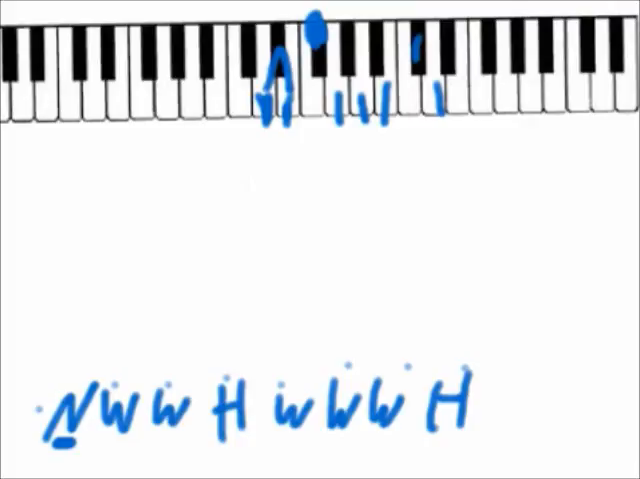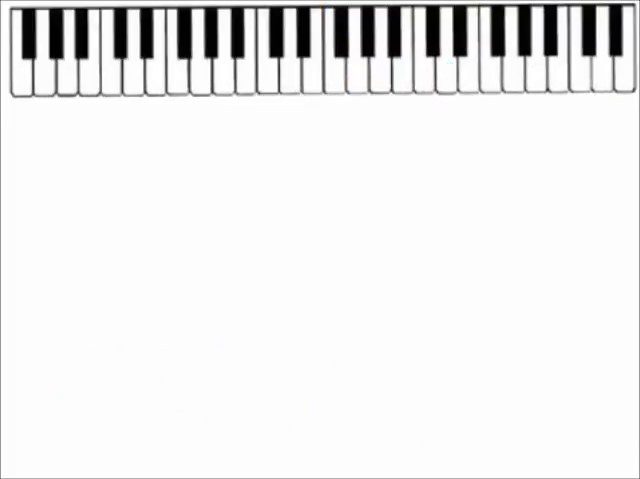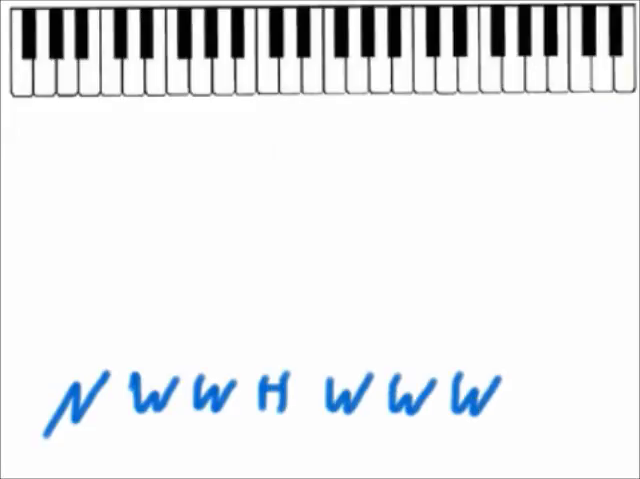If you were to do the A major scale, it would be the same thing. Say it with me now: note, whole, whole, half, whole, whole, whole, half. Find the A, and you have the first note, whole, whole, half, whole, whole, whole, half. And that is the A major scale. Notice that it has three sharps in it: the C sharp, the F sharp, and the G sharp.